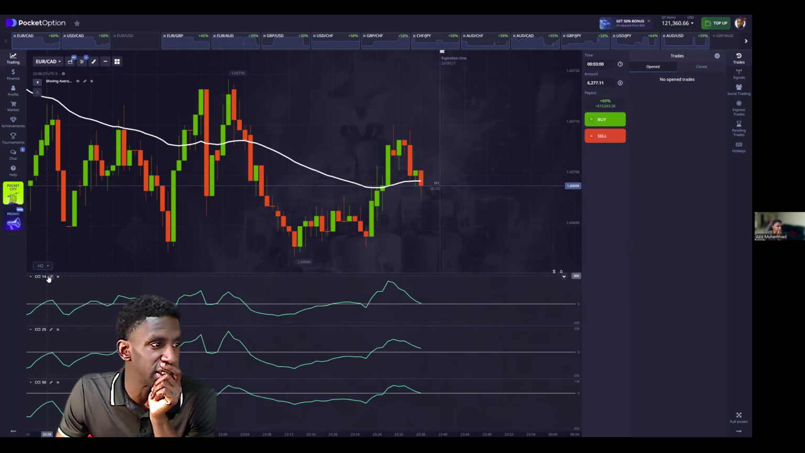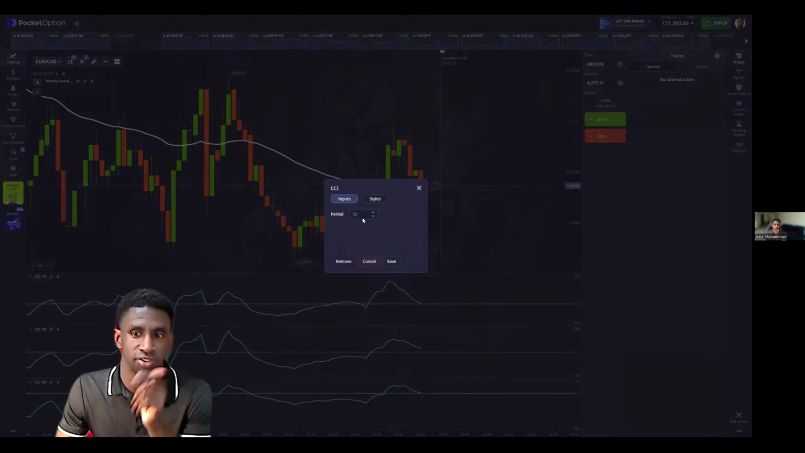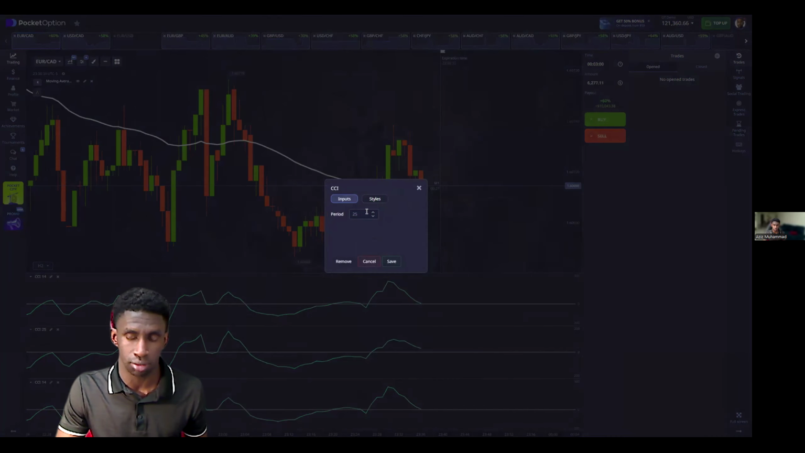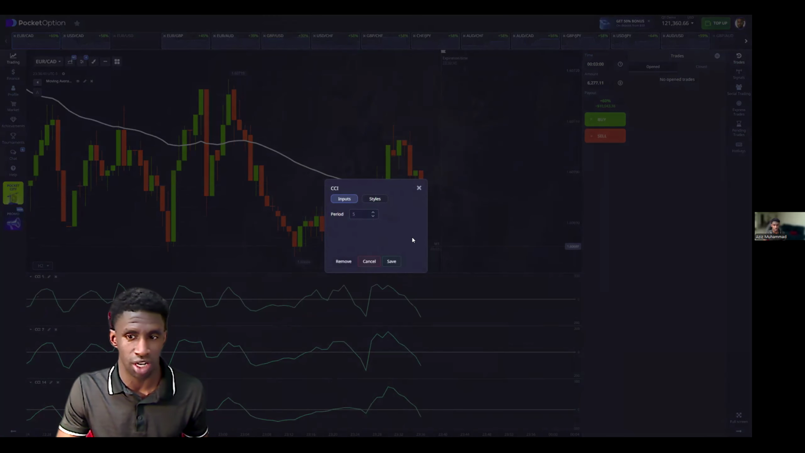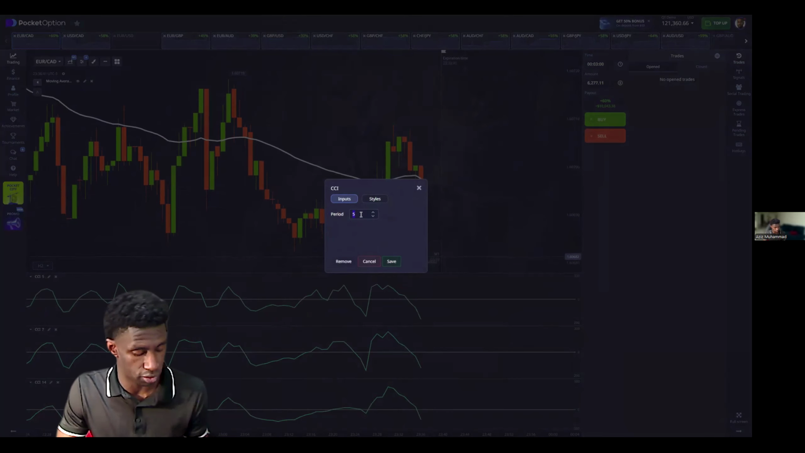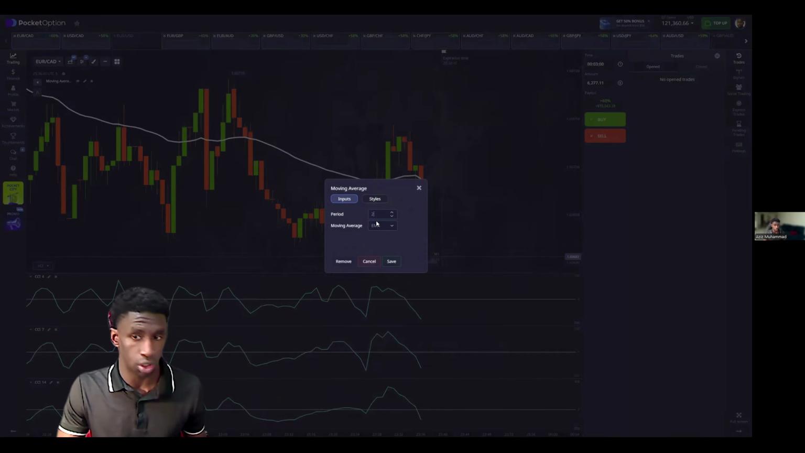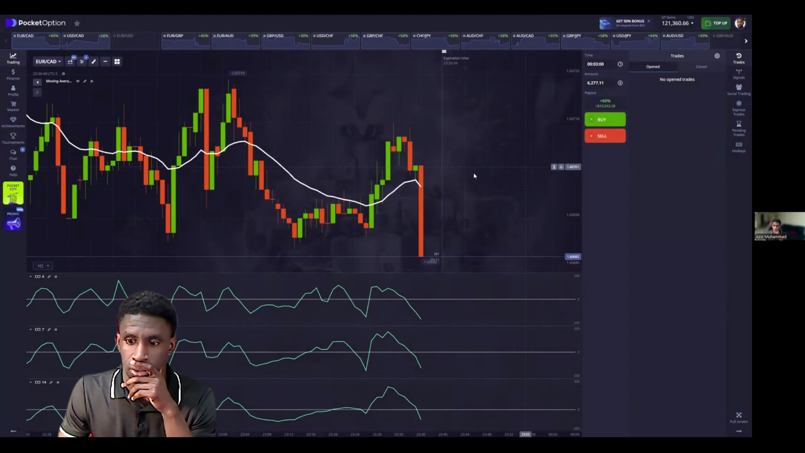We'll keep the 14. This will be the 14 instead of 50. This will be a 7. And we'll keep this at a set of 4 or 5. We can try either one. I'll give it 4. And then we'll make this a 21. And let's change it on the other one as well.